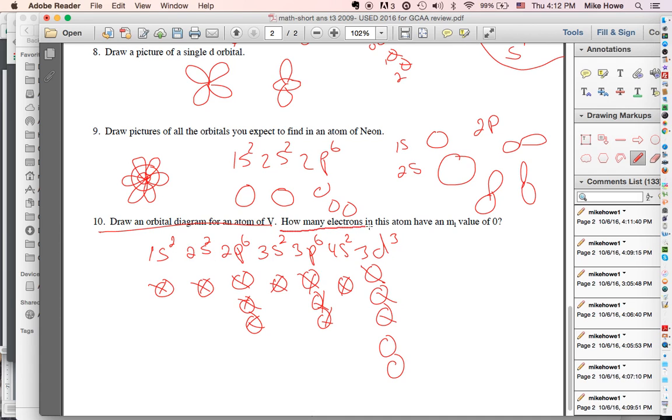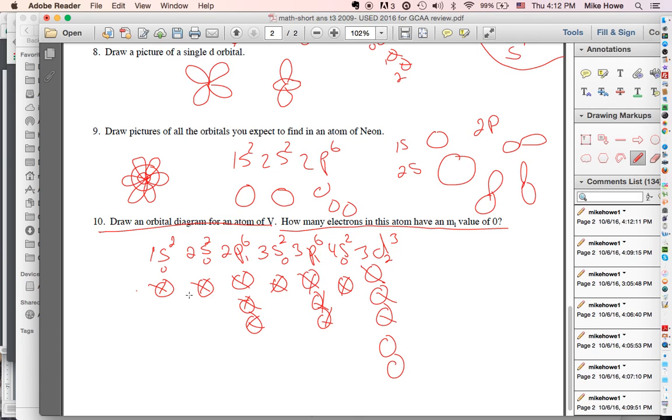Then it says how many electrons have an m sub L value of 0. So how many electrons are in the 0 values? Well, remember the L values. I'm going to put the L values in first. So the L value is 0 for s, all 0. For p's it's 1. For d's it's 2.